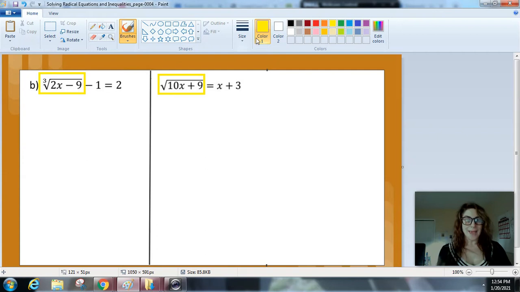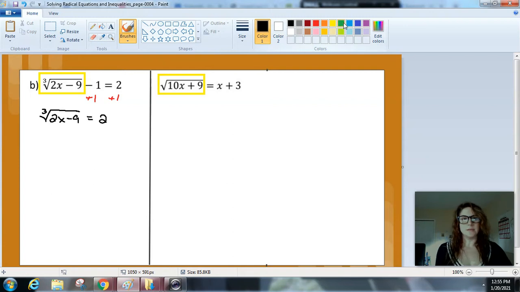So anything added, subtracted, multiplied, divided to that radical, we need to get rid of before we can do anything else. So I notice I have this -1 here. I'm going to add 1 to both sides, get rid of that. So now my radical, my third root here, is completely by itself. And again, I knew that -1 was not underneath the radical symbol, so we were good to move it.